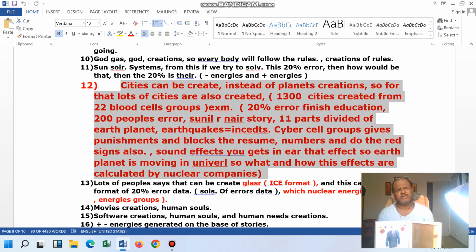20 percent is an error which is created by the system. The example is that girl who was drinking wine in India, and the girl who was drinking wine in USA. In USA it has not converted into error, but in India it has converted into error. That is the education error, that is literally created.